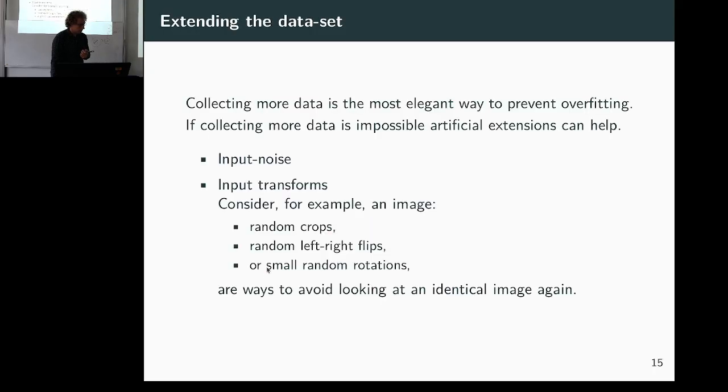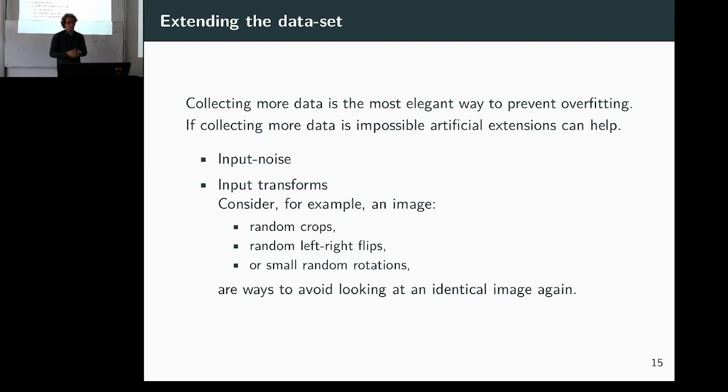And what can we do against overfitting? By far, the best way to tackle overfitting is to collect more data. So the more training data you have, the harder it is for the network to memorize everything. So this should always be our go-to choice. Unfortunately, it's also the most expensive choice.